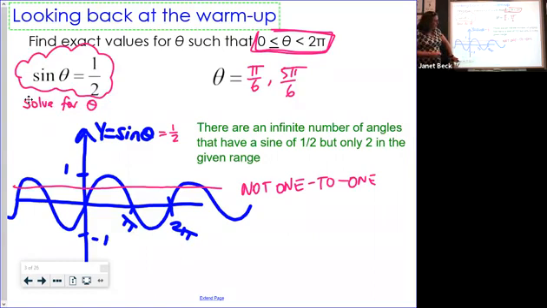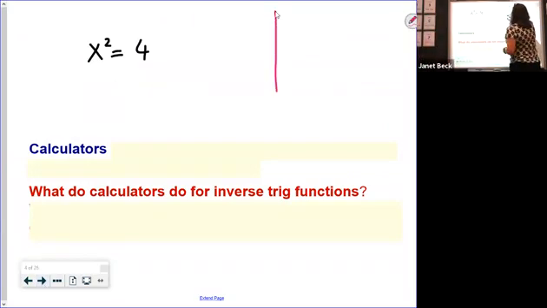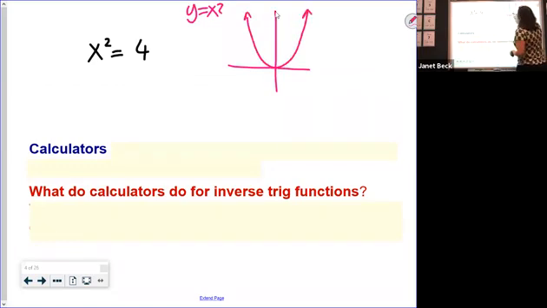Let's look at something you're more familiar with. x squared equals 4. If we graph that function, it would look like this. Here's the graph of y equals x squared. 1, 2, 3, 4. It's not one-to-one. It fails the horizontal line test. I just put in there the line y equals 4, and it actually has two solutions.